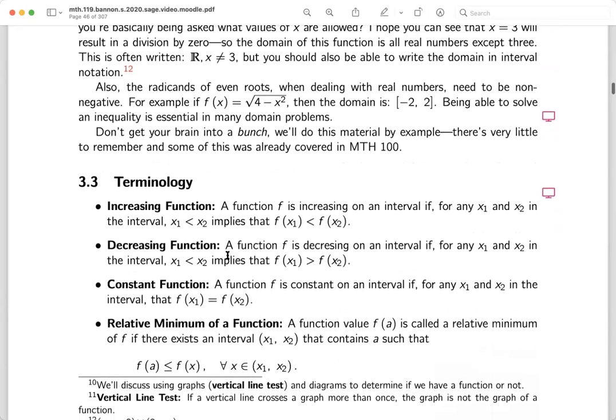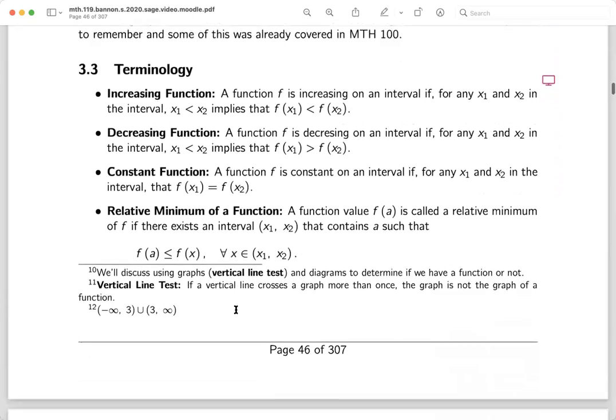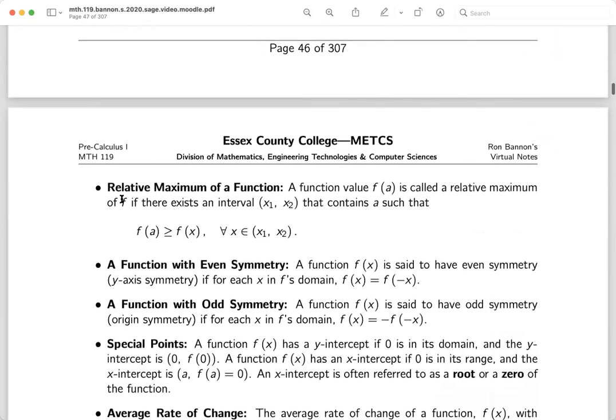So we talk about increasing function, decreasing function, constant functions. We talk about a concept of relative minimum of a function. Again, this notation may drive you crazy. We'll talk through it. Relative maximum of a function. We talk about even symmetry. We talked about that before. We'll talk about it again. We'll talk about odd symmetry. We talked about that before. We'll talk about it again.